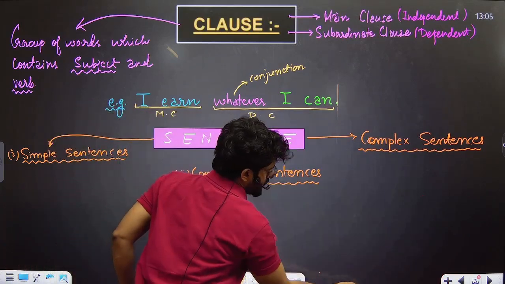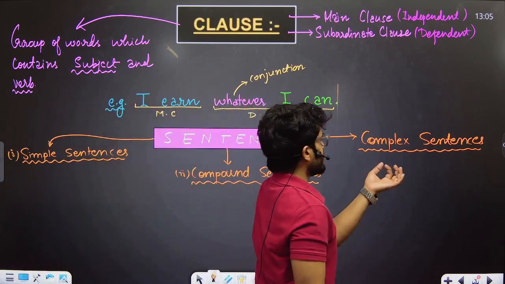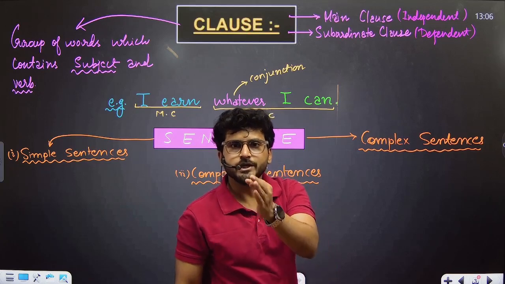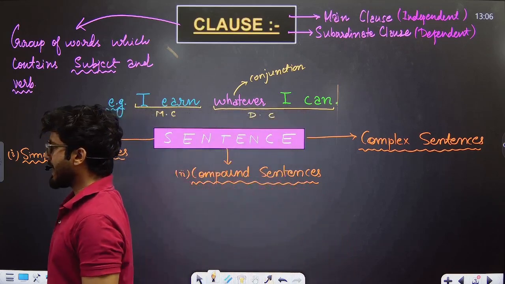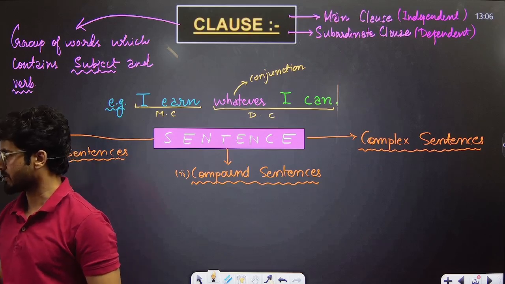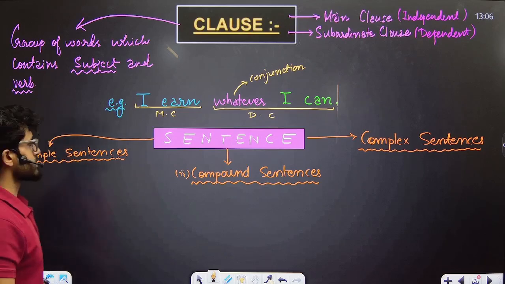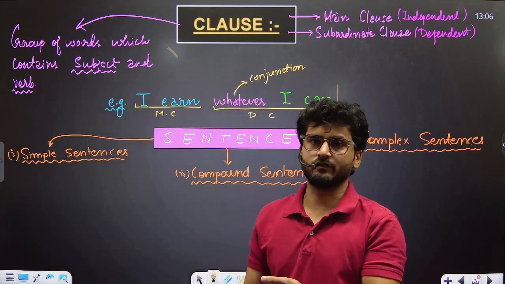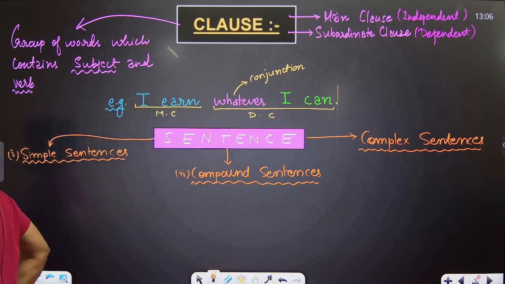two independent clauses. But in the complex case, what happens? There will be one independent clause and another will be a dependent clause. Got it? One will be dependent and another will be independent. They will be connected by a subordinating conjunction, such as if, although, whether, whatever, which. So let's write it down for the simple, compound and complex sentences.